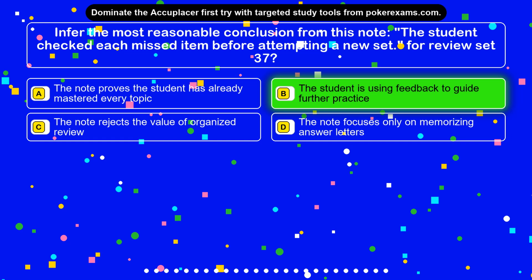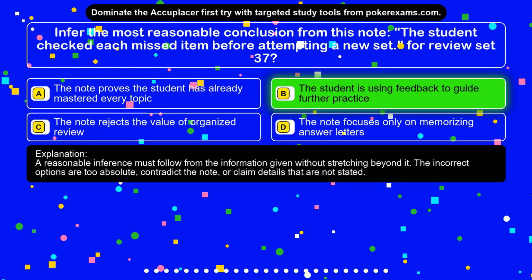The correct answer is option B. The student is using feedback to guide further practice. A reasonable inference must follow from the information given without stretching beyond it. The incorrect options are too absolute, contradict the note, or claim details that are not stated.